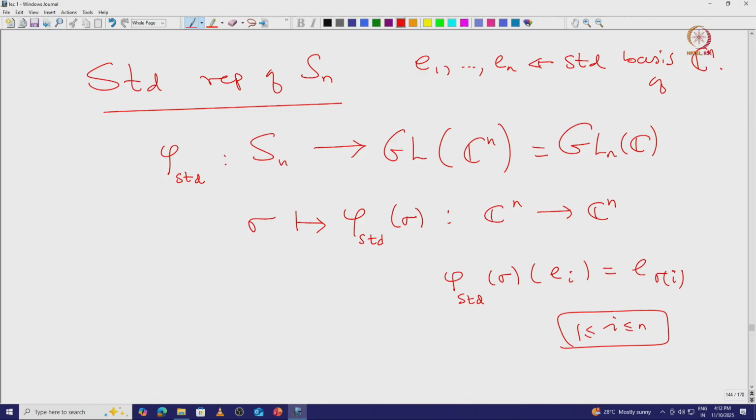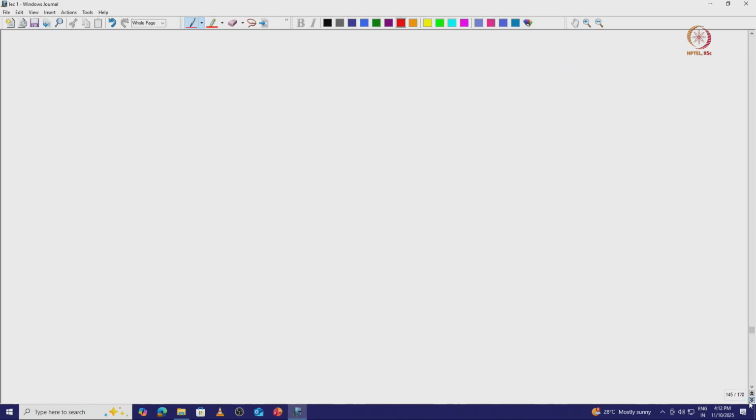And if we use the standard basis and then write down the matrix of each map phi standard sigma, we can easily see that it exactly permutes the columns of the identity matrix. So, let us actually just work out some example.